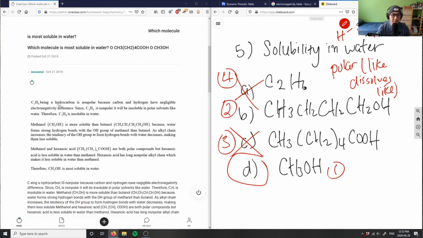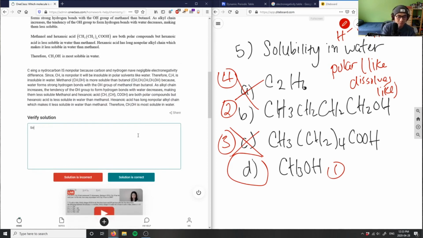It says here C2H6, a hydrocarbon, is nonpolar, so insoluble. That's good. Methanol is more soluble than butanol because water forms strong hydrogen bonding with OH. As the alkyl chain increases, the tendency of the OH group to form hydrogen bonds decreases, making them less soluble. That's what I talked about in terms of the London dispersion forces in the alkyl chain. Methanol and hexanoic acid are both polar compounds, but hexanoic acid is less soluble than methanol because of the nonpolar chain. Therefore, methanol is most soluble. The solution here is correct.